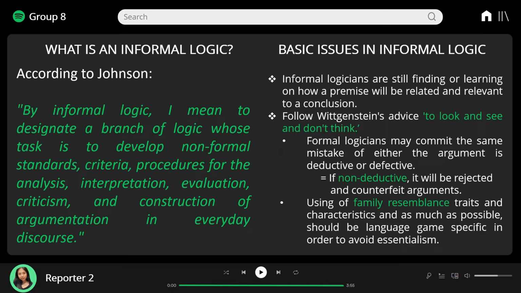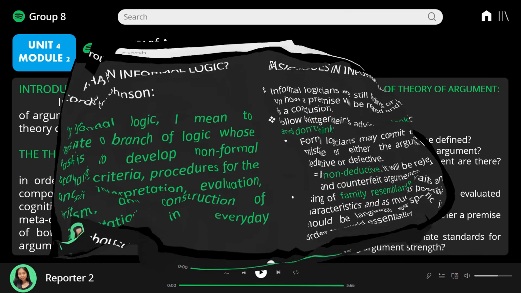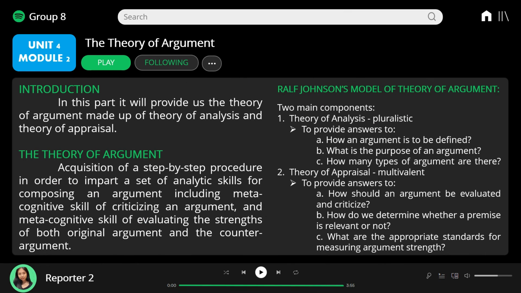Lastly, we should also use the familiar resemblance of traits and be language game specific. Meaning, hindi dapat tayo magkaroon ng preconceived ideas in mind when approaching an argument dahil bawat argument ay language game specific, different situation and different arguments. So in this part, it will provide us a theory of argument made up of the theory of analysis and theory of appraisal. The theory of argument.